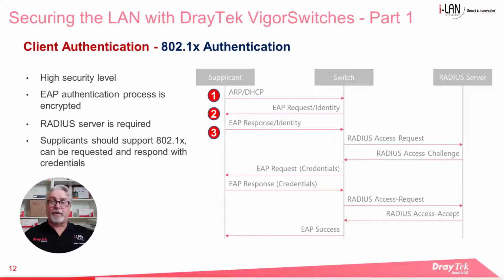The request is forwarded to the Radius server, which then replies with a Radius access challenge. The switch will forward this to the supplicant, which responds with its credentials. The Radius server checks the credentials and allows the switch to provide access for the LAN client.